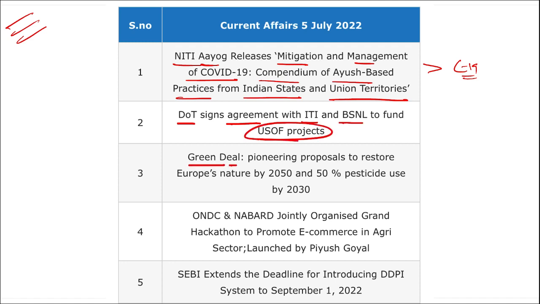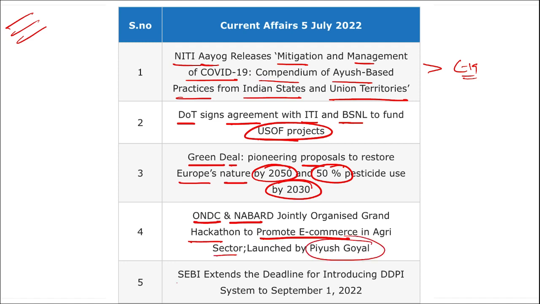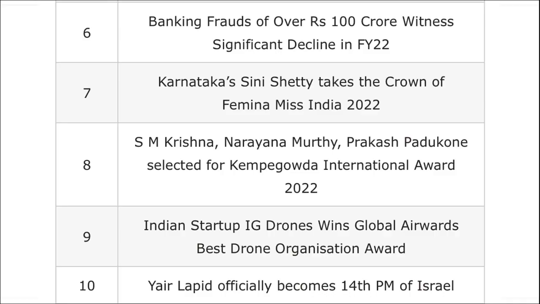Then Green Deal, this was a pioneering proposal to restore Europe's nature by 2050 and reduce the pesticide by 50% by the year 2030. ONDC and NABARD have jointly organized a grand hackathon to promote e-commerce in the agri sector that was launched by Piyush Goyal, and SEBI has extended the deadline for introducing DDPI systems to September 1st of 2022. Next is banking frauds of over 100 crore rupees have now reduced significantly in the fiscal year 2022.